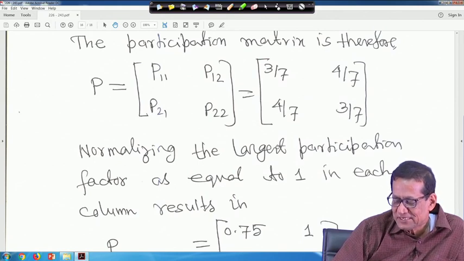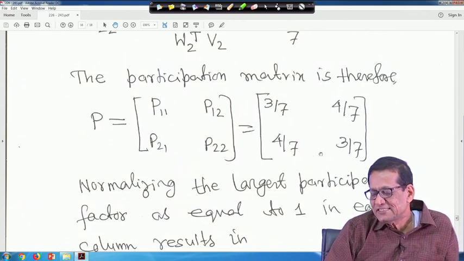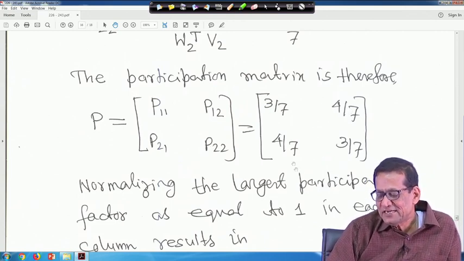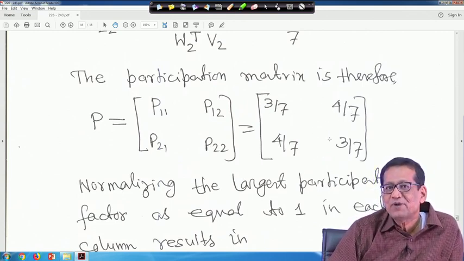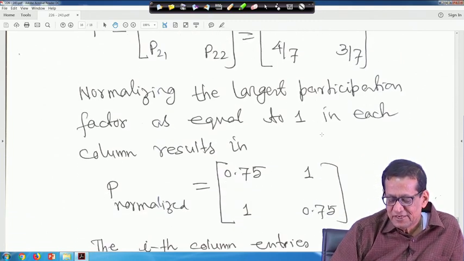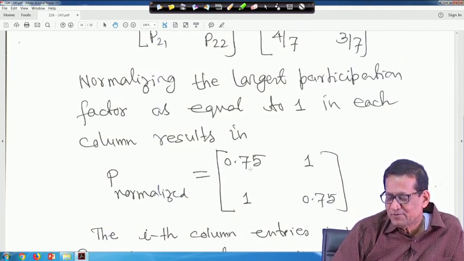Normalizing the largest participation factor as equal to 1 in each column, the largest is 4 by 7, so divide all the elements by 4 by 7. If you do so, the normalized P will be 0.75, 1, 1, 0.75.